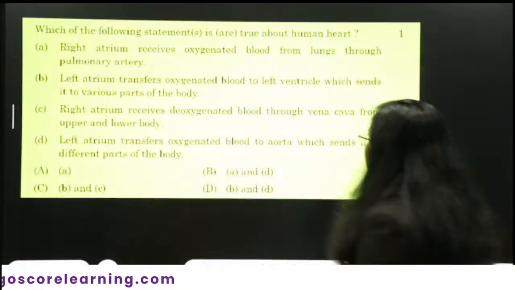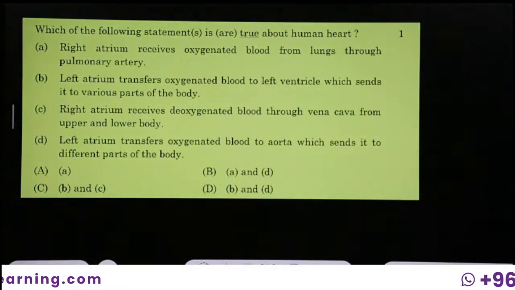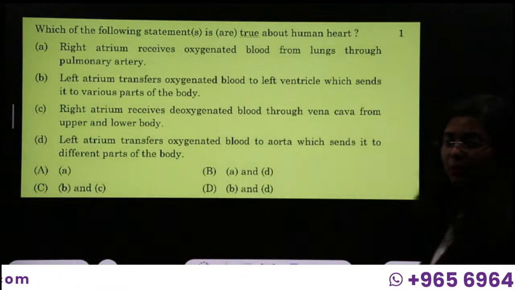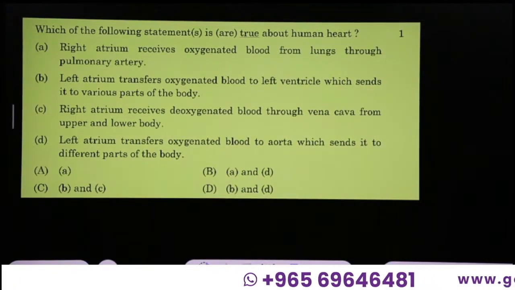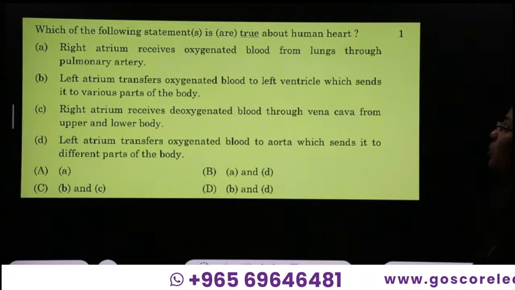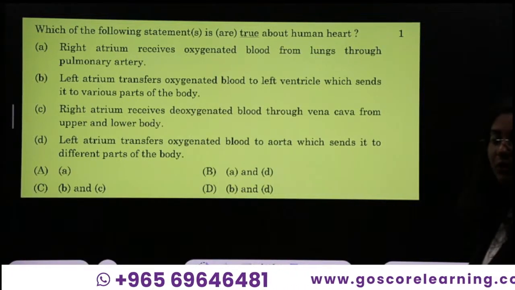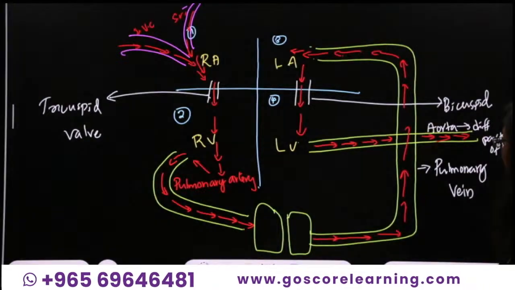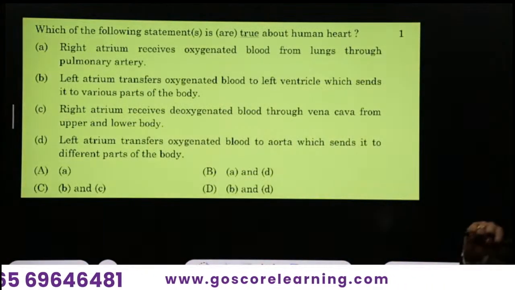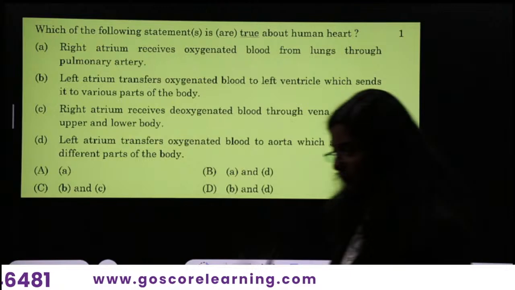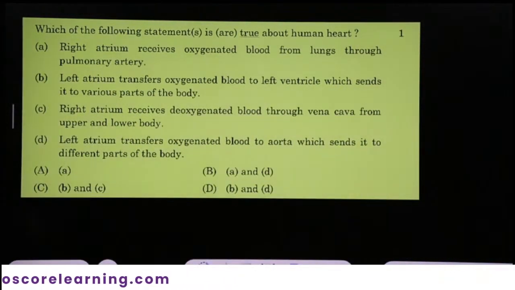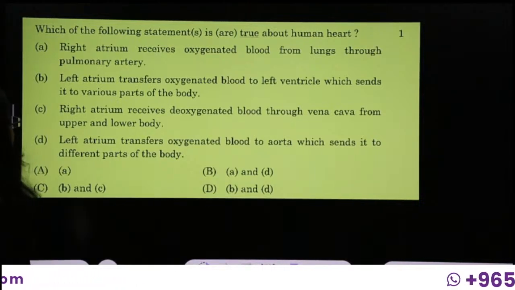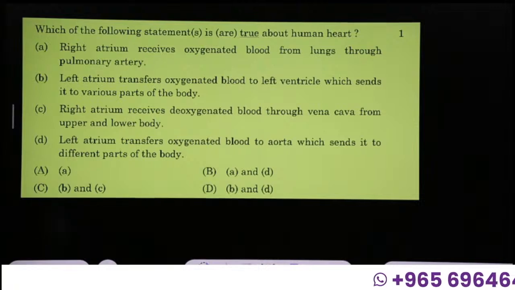Let's see what the question given here is. Write the question and give the answer. Can you read the question and then answer it? Which of the following statements are true about the human heart? If you are not studying this, you can't answer it, so make a small diagram and study. The question given here is: A, right atrium receives oxygenated blood from lungs through pulmonary artery.